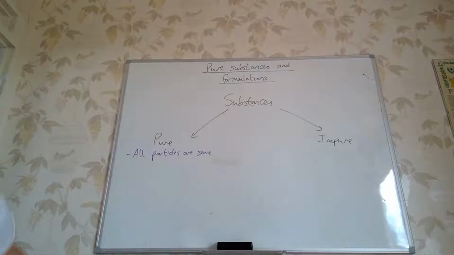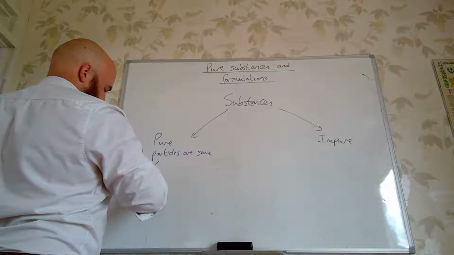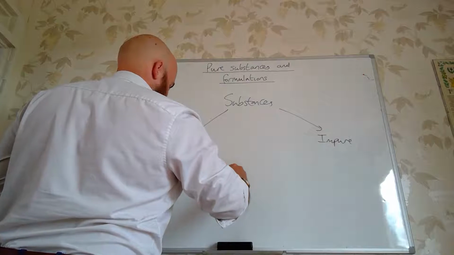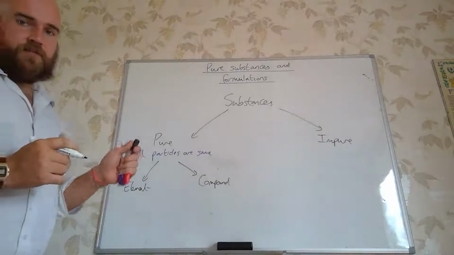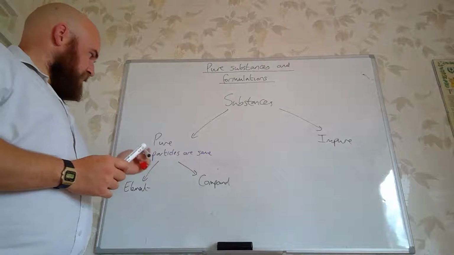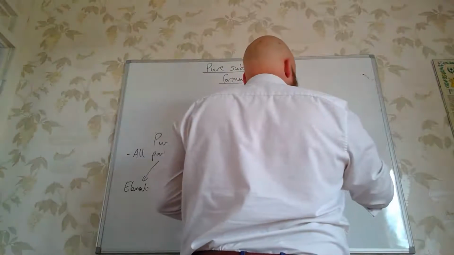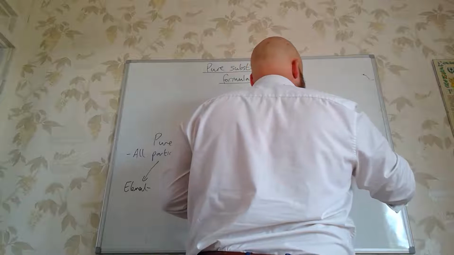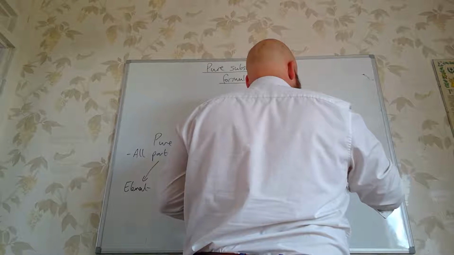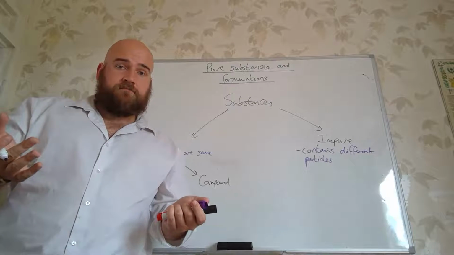And this could be either an element, or it could be a compound. All right, and we'll look at the difference in those in a moment. So an impure substance is basically when not all the particles are the same, it contains different particles. And if it contains different particles, which are all mixed together, we can call that a mixture.